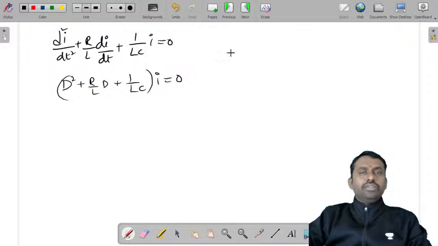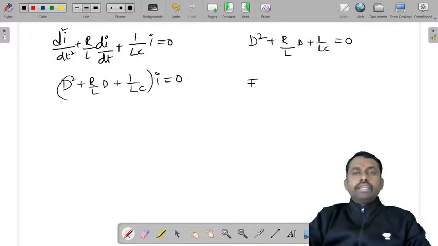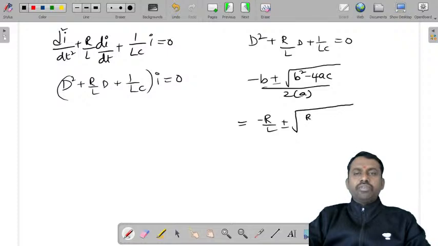So what is the complementary function? You need to find the roots of this: D square plus R by L D plus 1 by LC is equal to 0. You can find the roots by taking minus b plus or minus under root of b square minus 4ac, by 2a. So here the roots are minus R by L plus or minus under root of (R by L) whole square minus 4 into a, which is 1, into c, which is 1 by LC, all by 2.